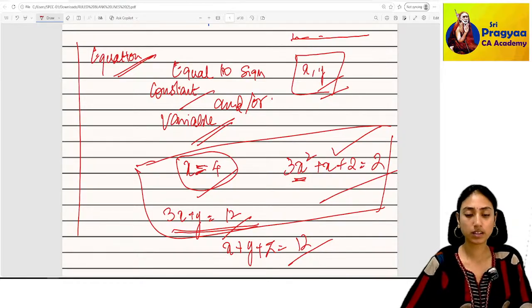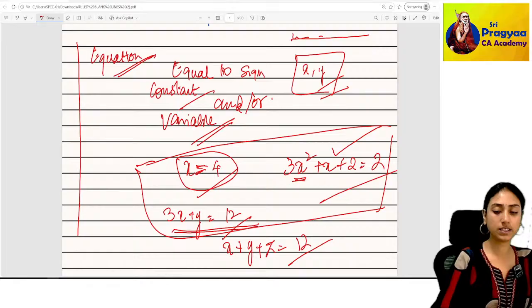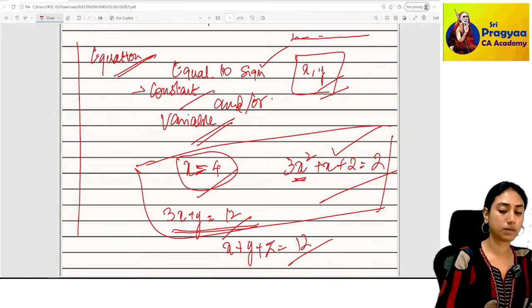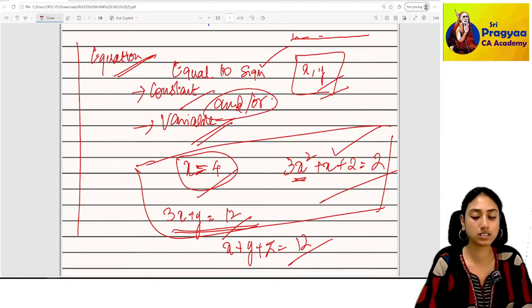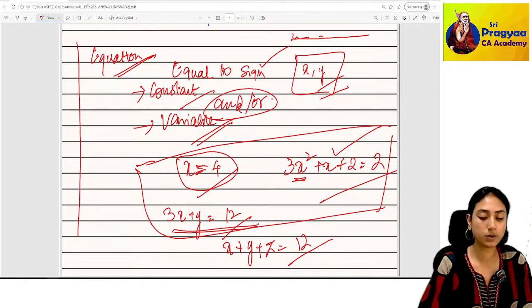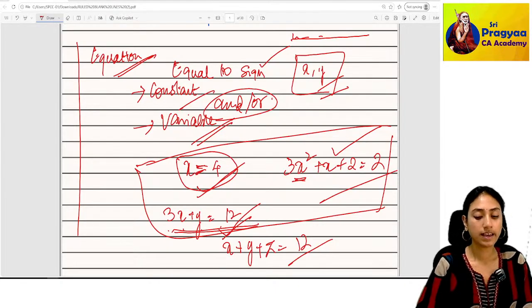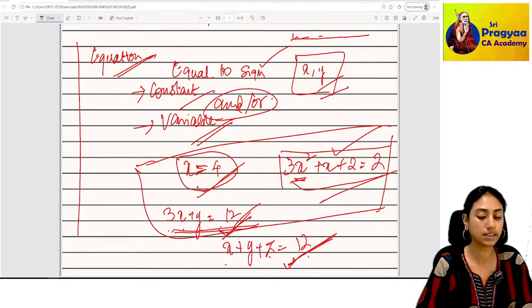Okay, so coming back to equations: something that has an equal to sign, and might have a constant, a variable, or both, is an equation. For example, x is equal to 4 is also an equation. 3x plus y is equal to 12 is an equation with two variables. x plus y plus z is equal to 12 is an equation with three variables. This one is a quadratic equation. These are linear equations with three variables and linear equations with two variables. This is also a linear equation.